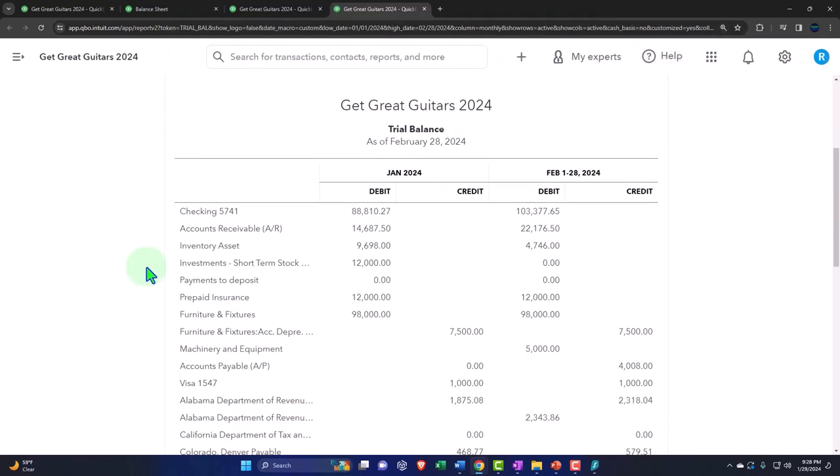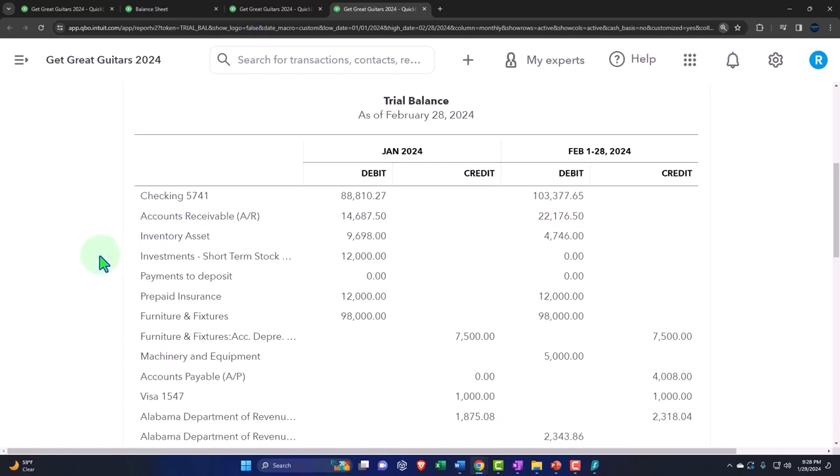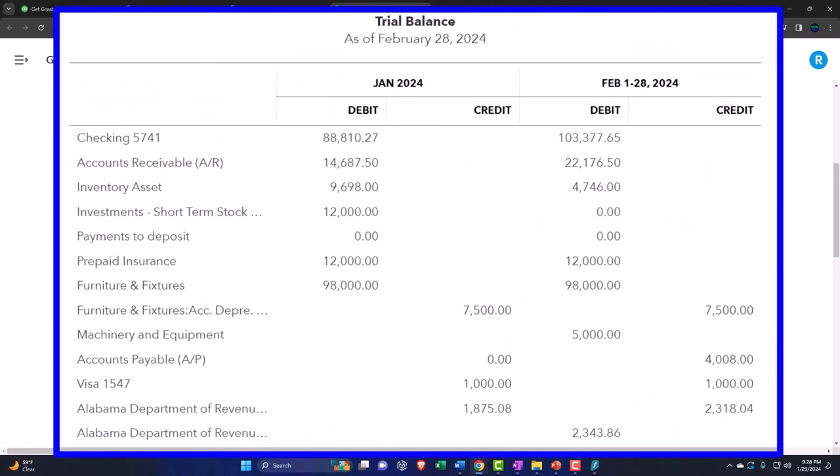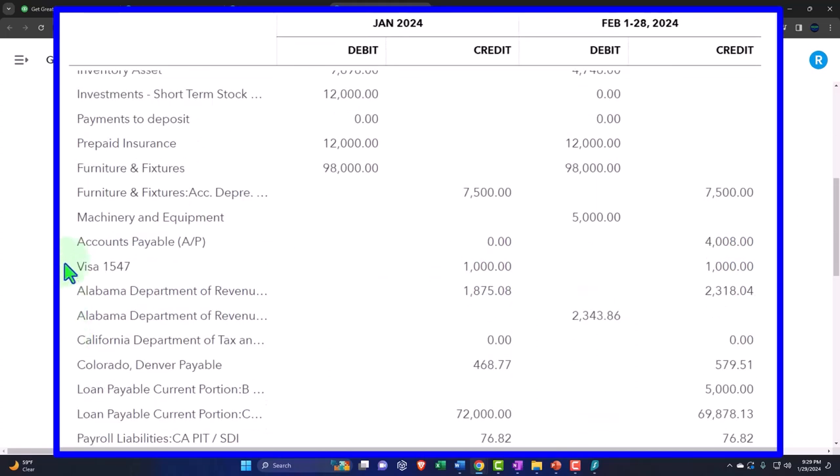If not, try adjusting the date. See if it's a date range issue. Assets, liabilities, equity, income, and expenses. The order starting with the assets. Checking account, accounts receivable, inventory, investments, payments to deposit, prepaid insurance, furniture and fixture, accumulated depreciation, contra asset related to the furniture and fixture, machinery and equipment. That's what the company has.